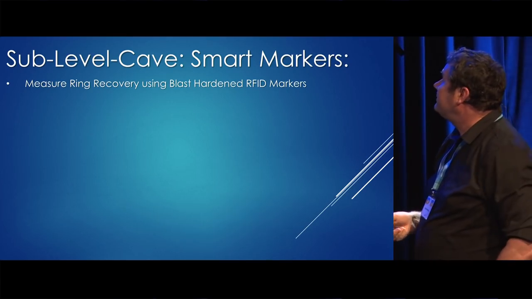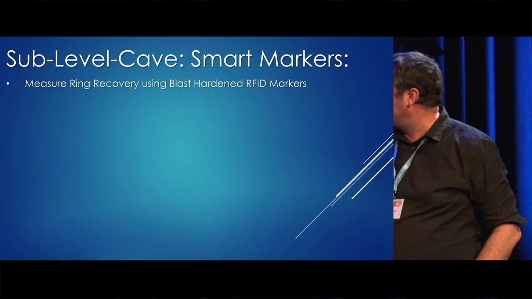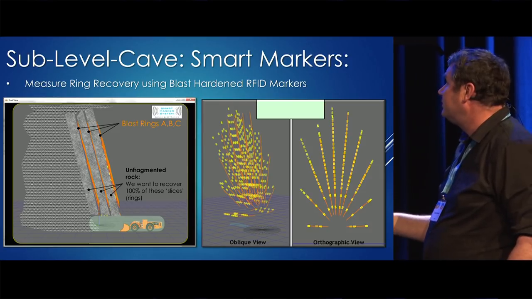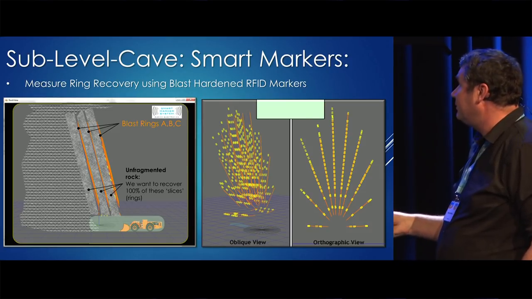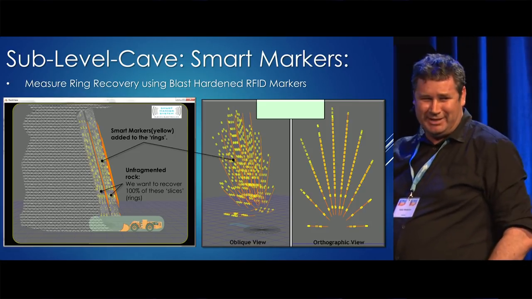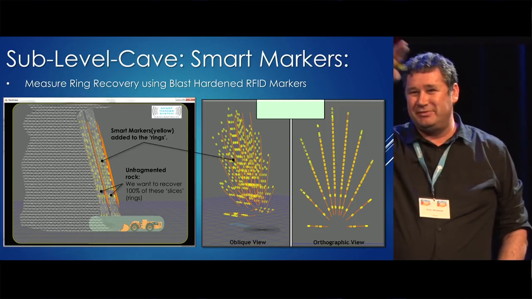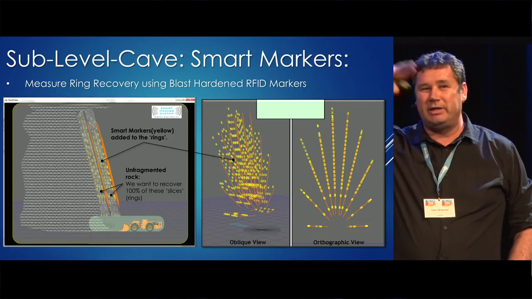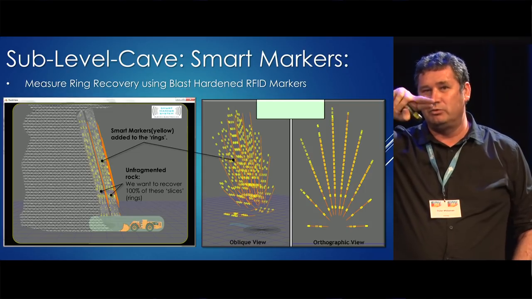So let's go back to the sub-level cave. That's the one with all the different levels in them. And you might remember that we're going to blast this ring here, and we want to recover all the material. But let's say we're not. When they design these mines, there are big curves that point out for 10 years, and they say for each month probably how much money you're expecting to make based on the price of gold or whatever.